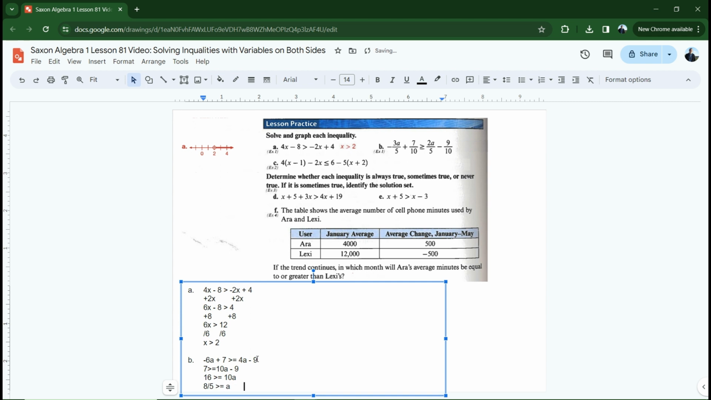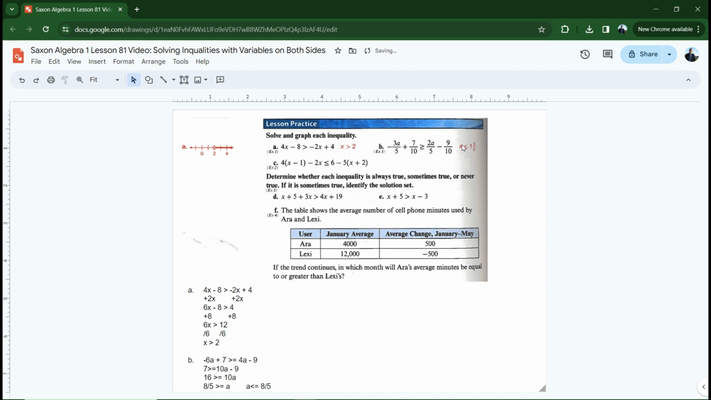I'm going to make a on the left. If I swap sides of everything, so a goes over to the left and 8/5 goes over to the right, that's going to give me a is less than or equal to 8/5. Let's see how he did on this one. Okay. 1 3/5 is the same as 8/5. So we got it.